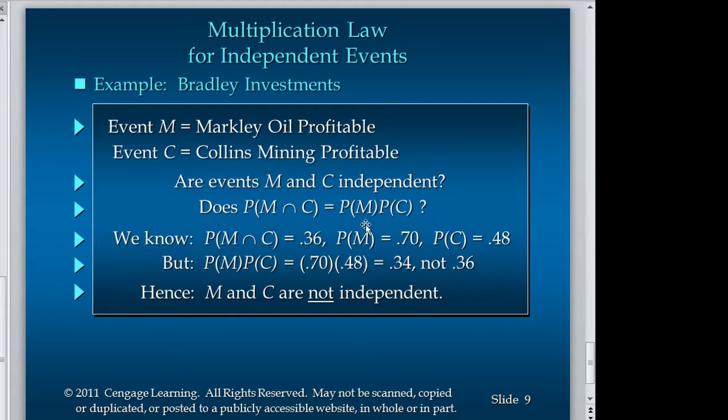So what do you think? This investment case, is it an independent case or a dependent case? Well, we can verify the probability of M and C. Is it equal to simple multiplication? Of course not. If you just simply multiply, that would be 34, but you know that the probability of M and C was 36. So these two are not equal. You know that these two events are not independent events.